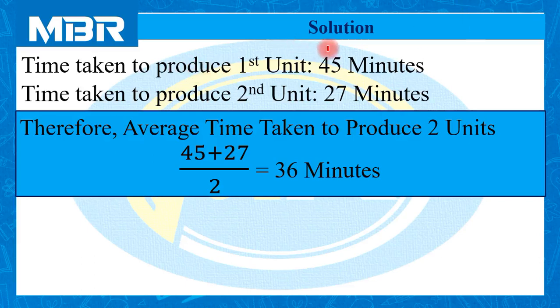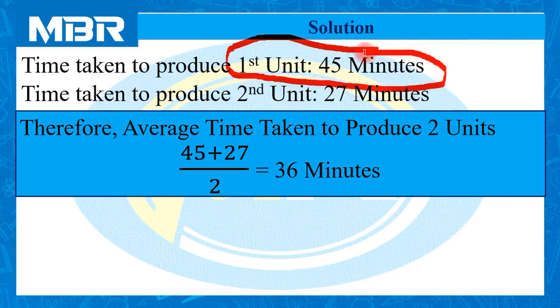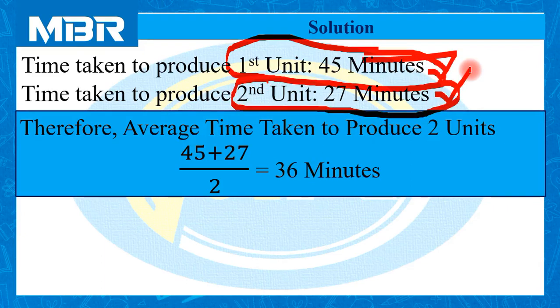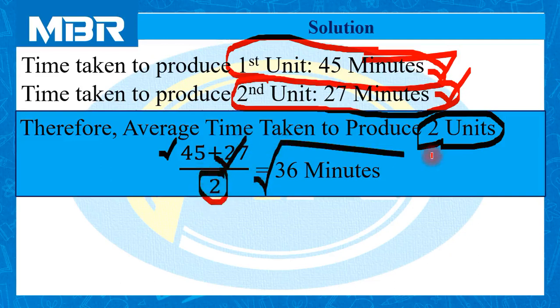In our question, it is clearly mentioned that for the manufacturing of the first unit of the product, we need 45 minutes. For the manufacturing of the second unit, we need 27 minutes. It means the average time taken to produce 2 units is (45 + 27) divided by 2. So the average time taken per unit when we are manufacturing 2 units is 36 minutes per unit.